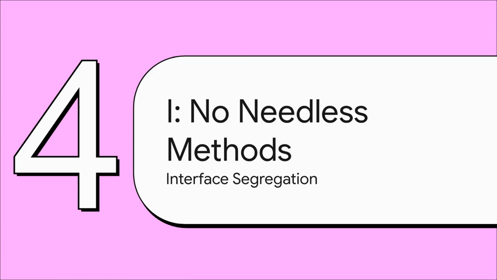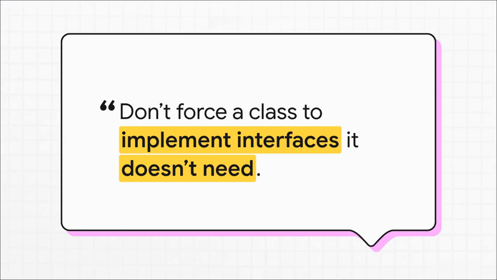Next up, we've got I for the Interface Segregation Principle. The easiest way to think about this one is as the "less is more" principle. It's about keeping things lean, mean, and specific. The big idea here is that it's much better to have many small, specialized interfaces than one giant do-it-all interface. You should never, ever force a class to implement a method that it has no use for.